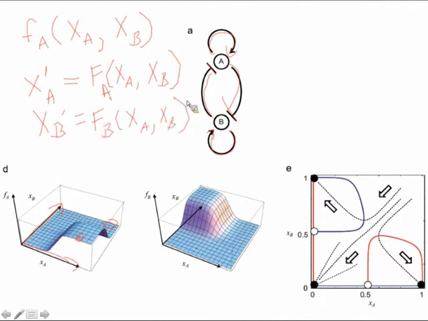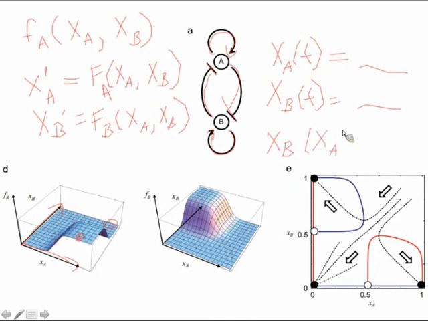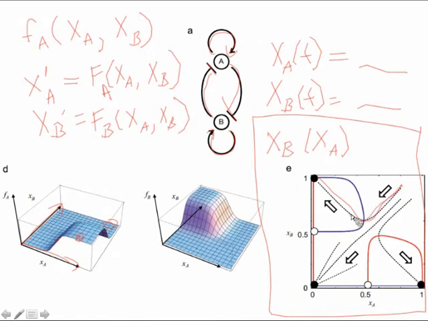Well, we may be able to solve that, and get X sub A in terms of T, a nice function here, and then we can solve this and get a nice function here. But we could also get X sub B in terms of X sub A. And if we get X sub B in terms of X sub A, that's our phase plane right here, where we can see trajectories as X sub A is decreasing from 1 to 0. We can see that X sub B starts decreasing, but then starts increasing again, if we start here.